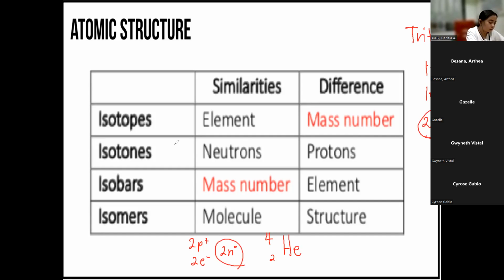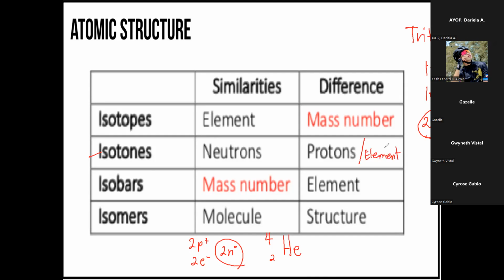Pero magkaiba yung number of protons nila. Ang tawag natin dyan, isotones. Okay? Isotones ang tawag natin dyan. It can be different proton or different element ha. How about isobar? They are still different element, pero they have the same mass number. Okay? Pag mass number ang magkapareho pero different element, isobar yun.